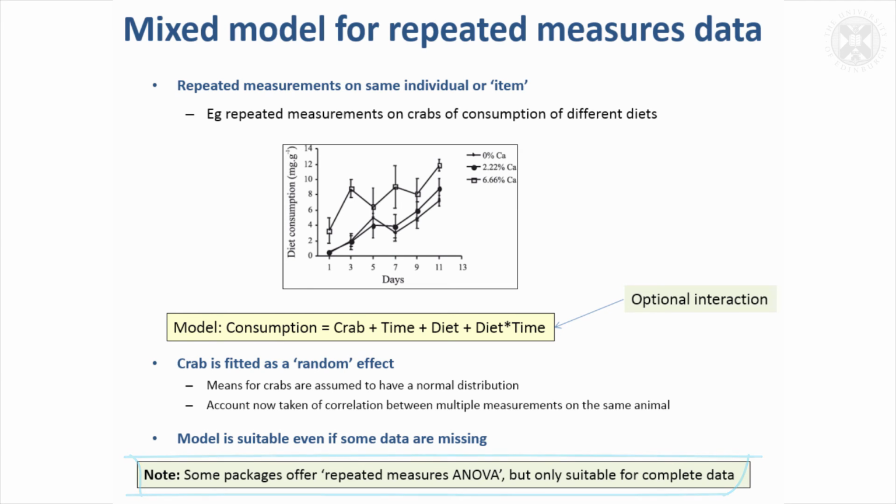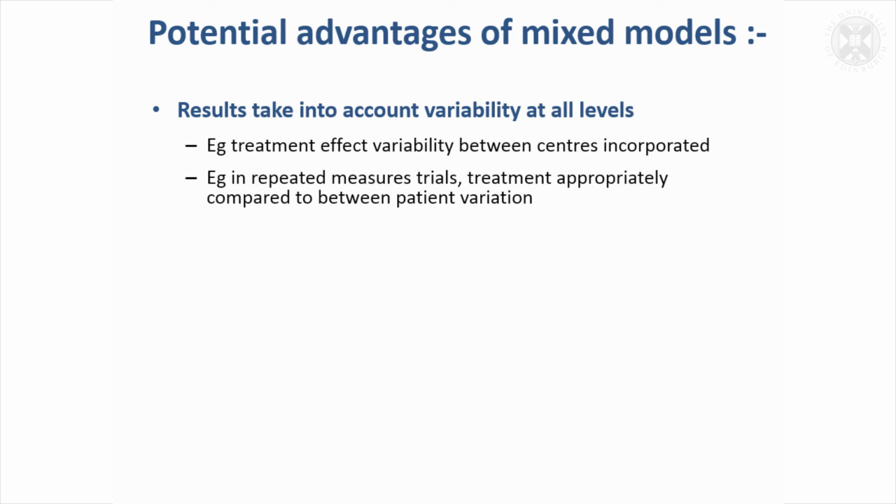So just to whet your appetite for mixed models, I've just listed some of the potential advantages. They properly take into account variability at all levels. For example, in a multi-centre trial, it allows you to say treatment is variable between the centres. You can incorporate that into the model. In repeated measures trials, the treatment effect is going to be appropriately compared to the between patient or between animal variation, rather than comparing across the measurements in the same animal and treating the data as erroneously independent.